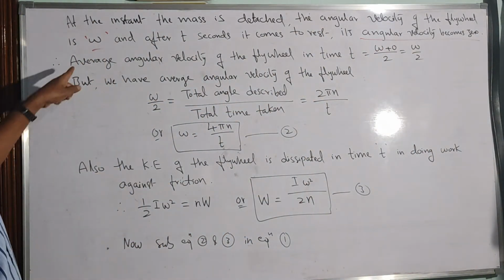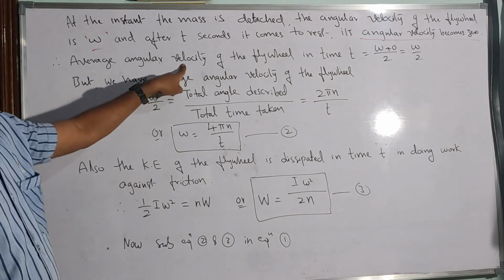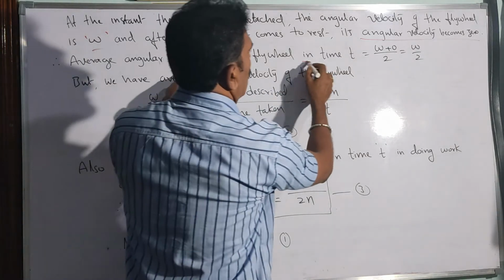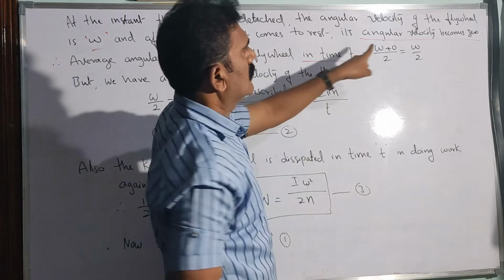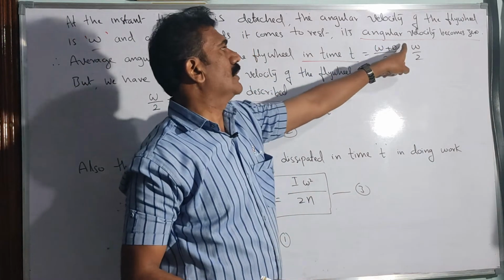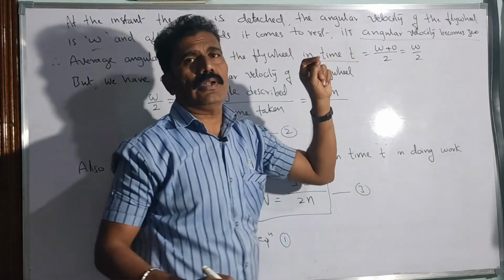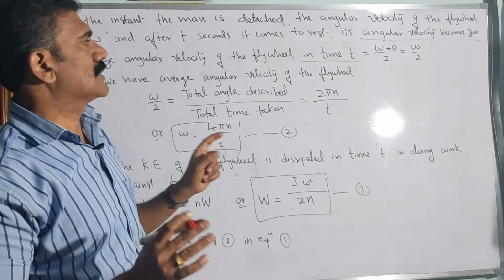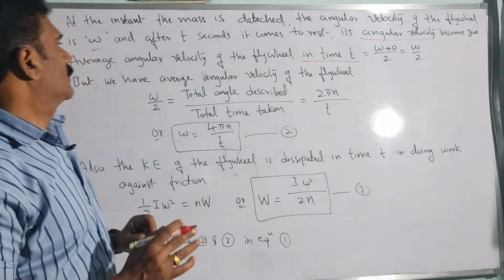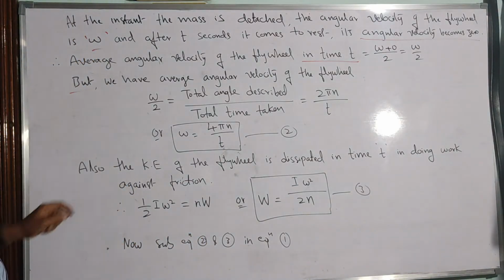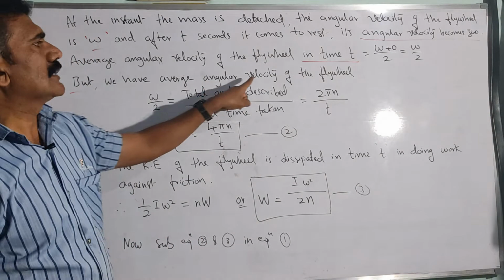Now you have to calculate the average angular velocity of the flywheel in the total time t. So the initial angular velocity omega plus 0, divided by 2, should be equal to omega by 2, right? So the average angular velocity is omega by 2. Clear? Now let us consider the average angular velocity of the flywheel.